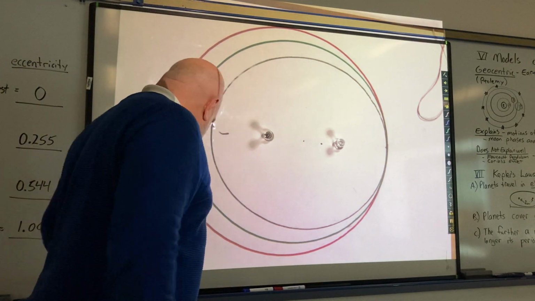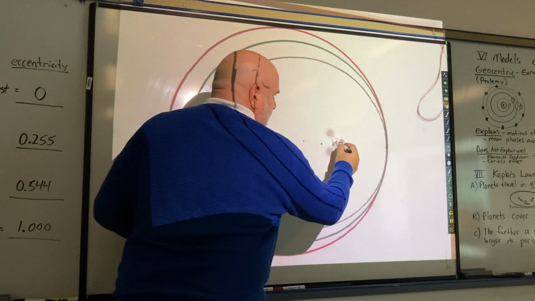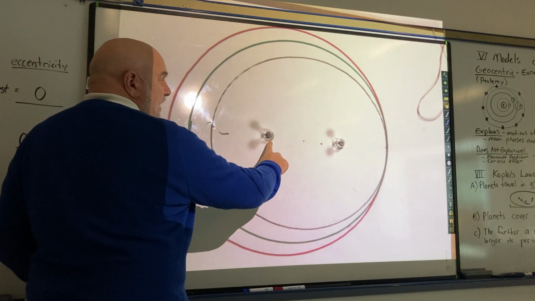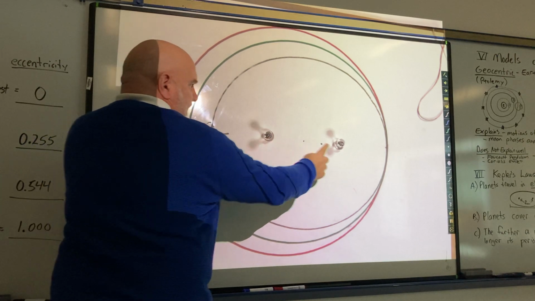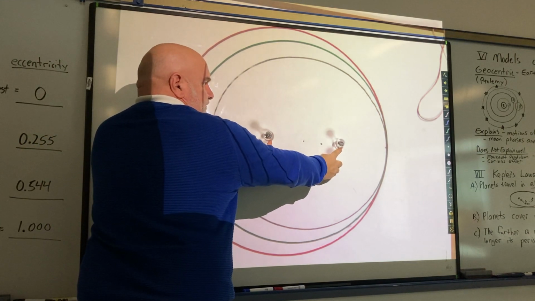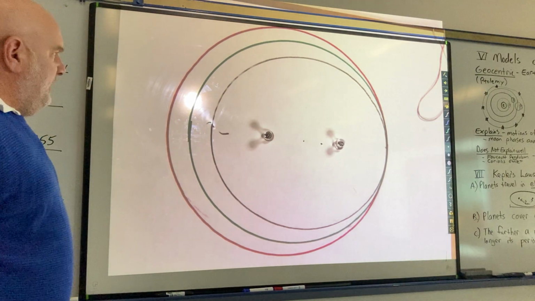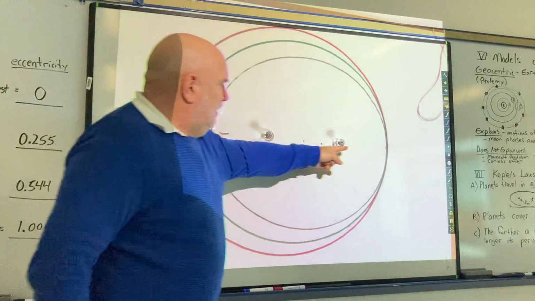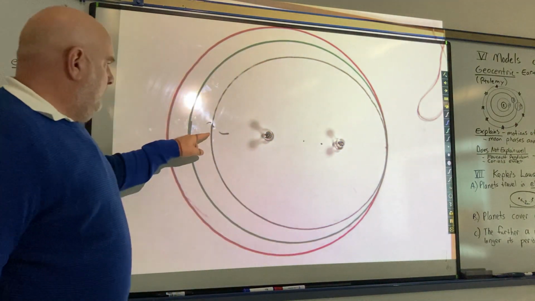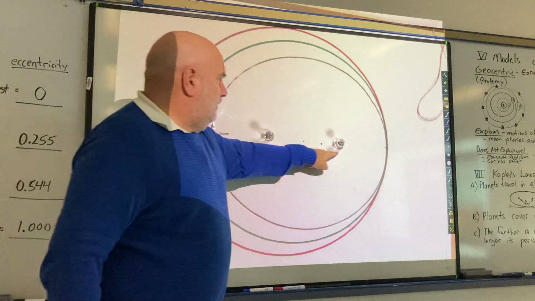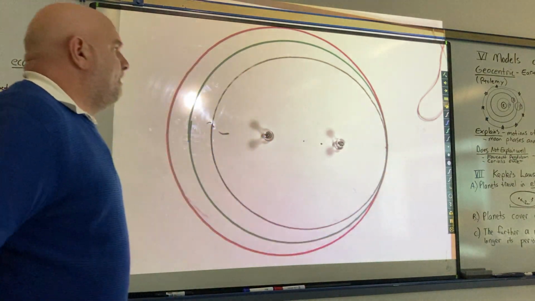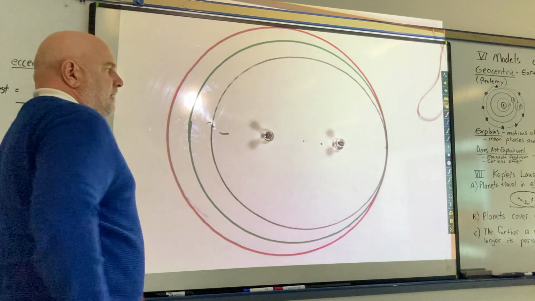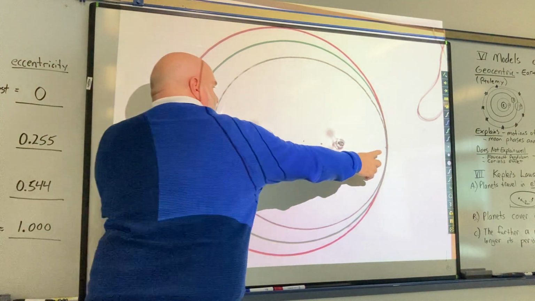So for ellipse number 3, distance between foci, you want to measure from there to there, that distance right there. And then for length of the major axis for ellipse number 3, you want to measure from there all the way across to right there. So ellipse number 3, distance between foci, length of the major axis.